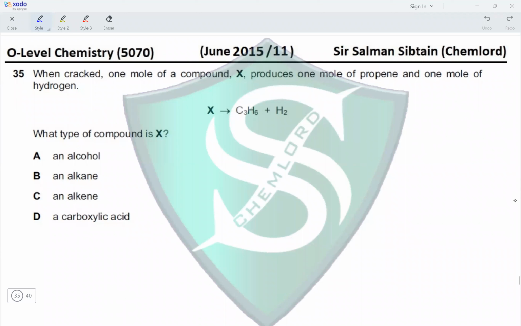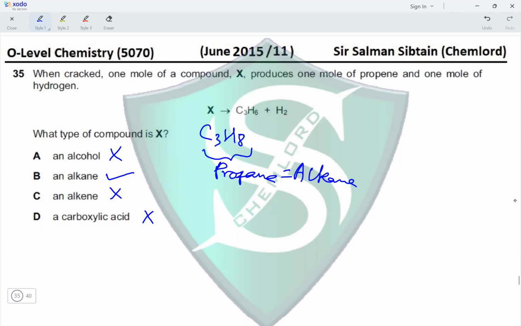Question 35. When cracked, 1 mole of a compound X produces 1 mole of propene and 1 mole of hydrogen. So if we add C3H6 and H2, we end up with C3H8, which is propane, and propane is an alkane. What type of compound is X? It is an alkane, not an alcohol, not an alkene, not a carboxylic acid. Therefore, option B is the correct option for this question.